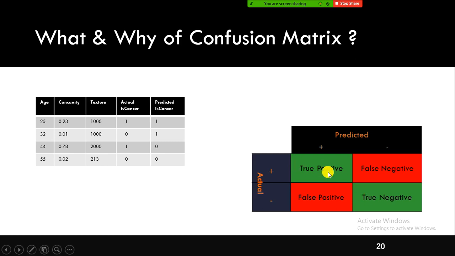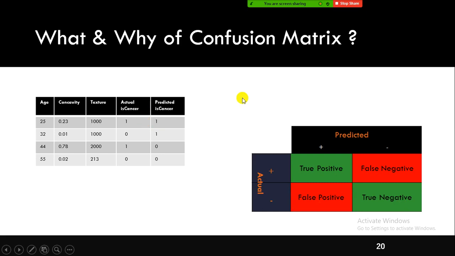So this is the correctly predicted one. In the case of correct classification, there are two types: one is true positive, the other is true negative. In the case of wrong classification, there are two types: false positive and false negative. See here, if you look vertically, this is what the model predicted, and this is the actual value.